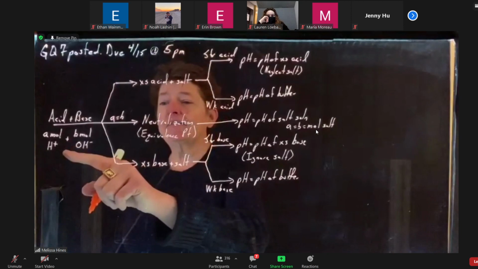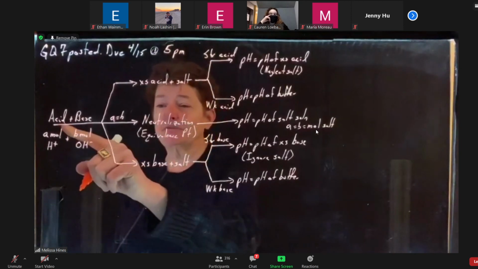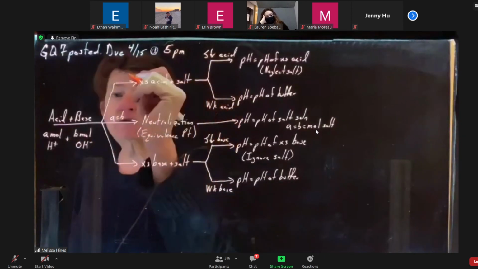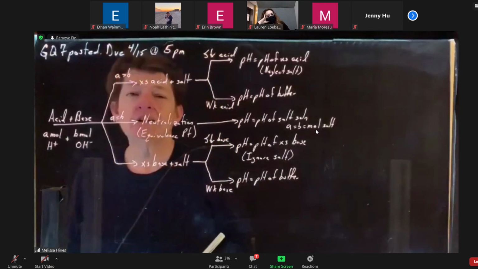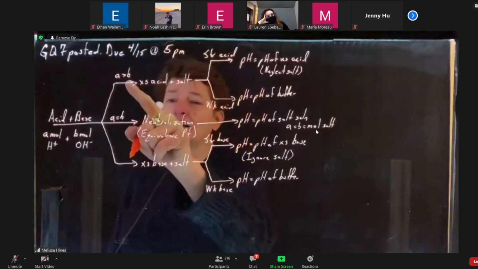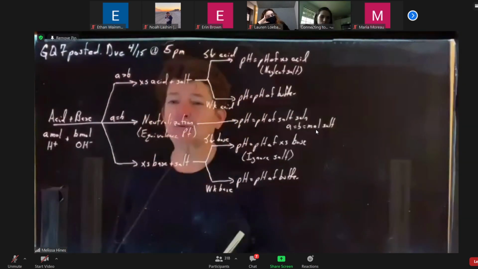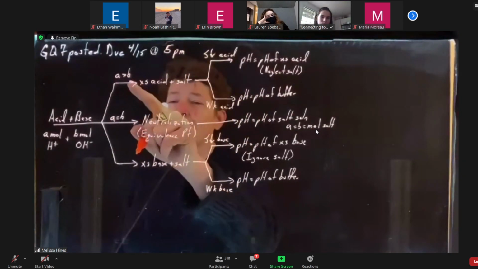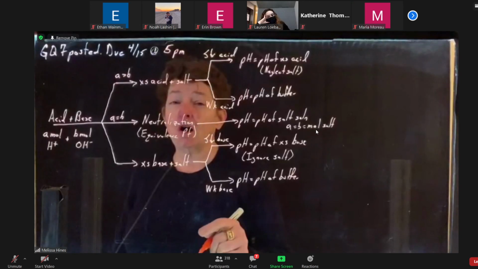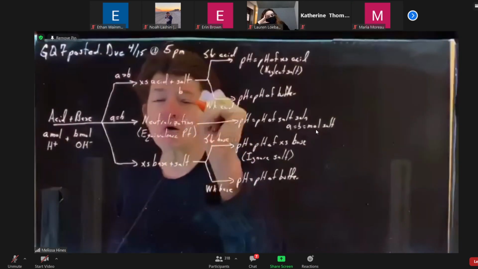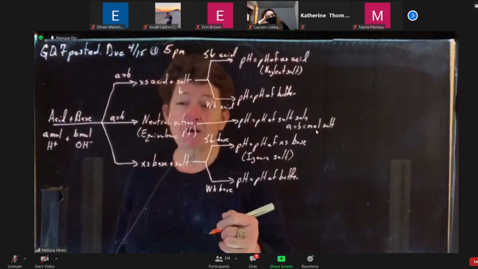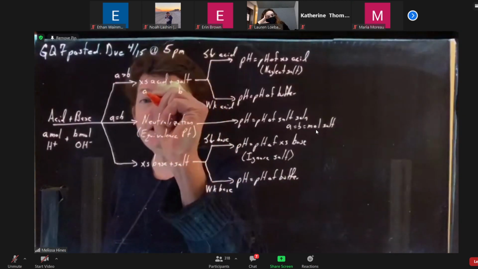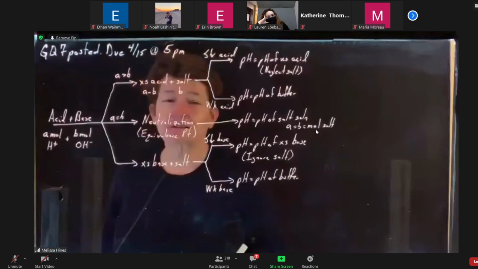Now, what if you have A and it's bigger than B? So you have more acid than base. Well, if you have more acid than base, you are going to be up here, and all of your base is going to react with your acid. And when all of your base reacts with your acid, it makes salt, and it makes B moles of salt. But there's going to be acid left over. How much acid? Well, there's going to be A minus B acid left over.